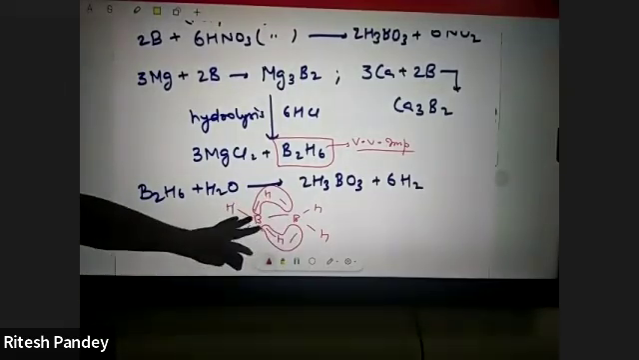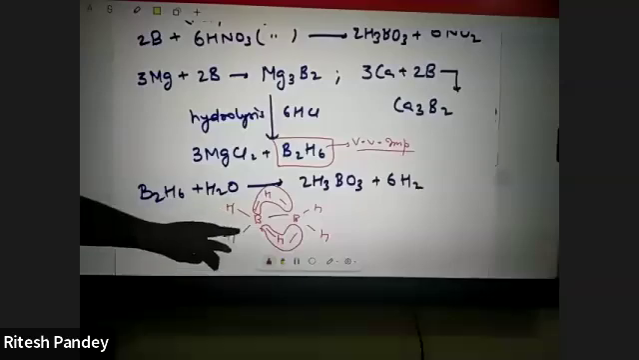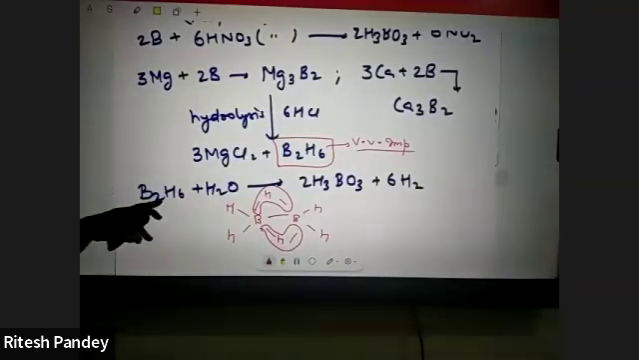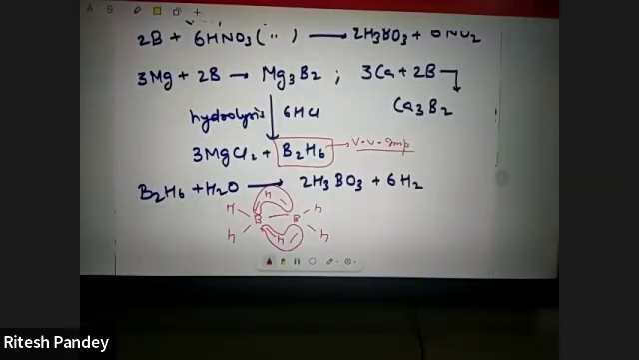B2H6, from structure to properties, is extremely important. How do you get boron? Commonly from borides, and boron on hydrolysis gives you boric acid. These are two pieces of information which will be very handy.